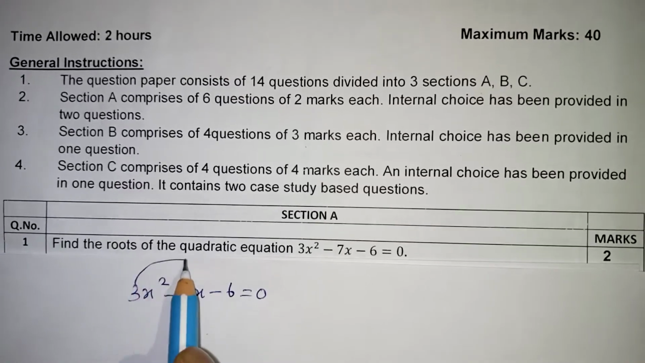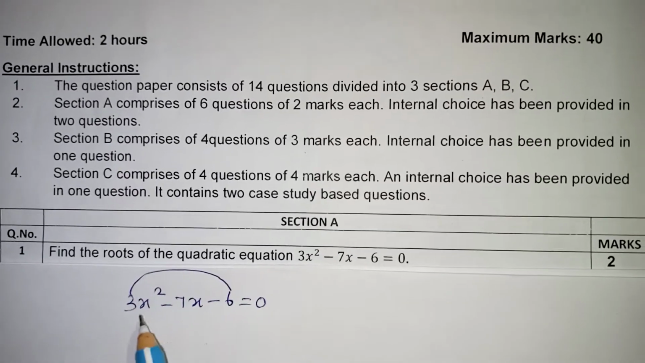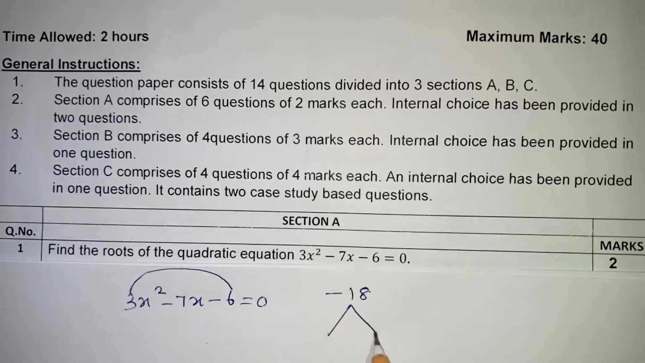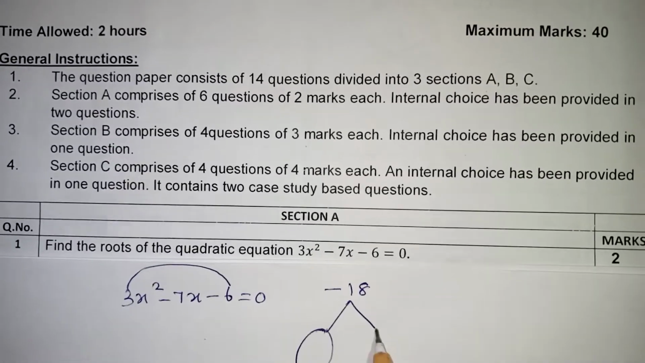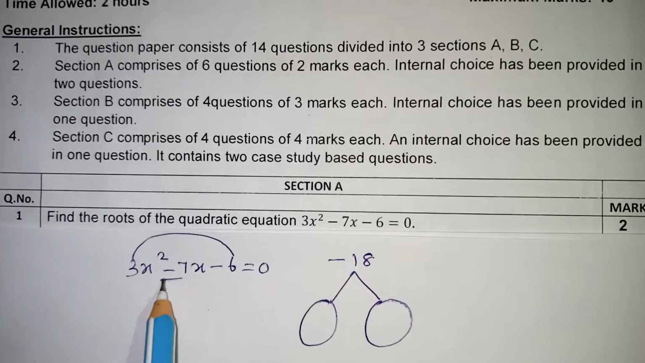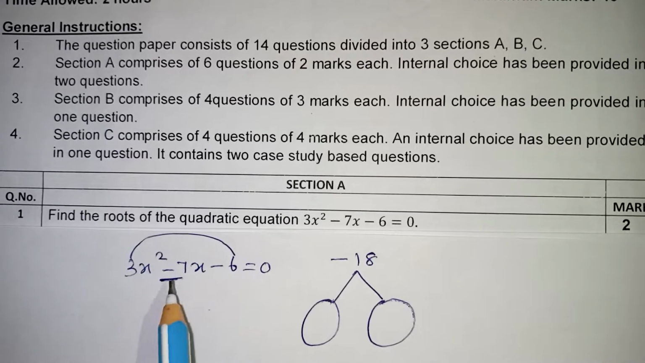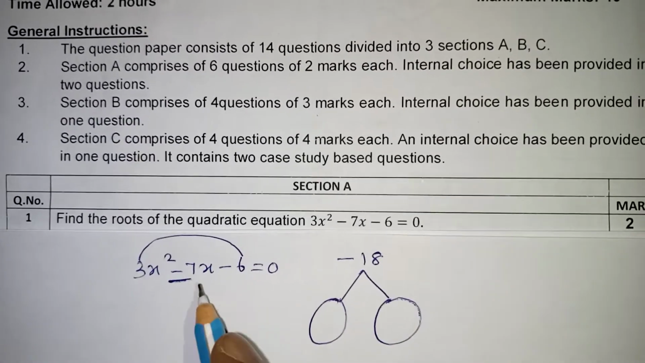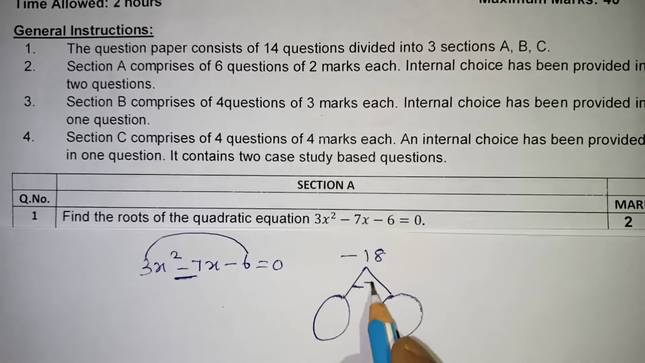We have to multiply the first number and the last number. So 3 into minus 6 will be minus 18. So we need to find the two numbers whose multiplication value is minus 18 and whose subtraction value is minus 7. Why am I saying subtraction? Here we are getting the minus sign, so we have to do the subtraction. While subtracting, the answer should come to minus 7.